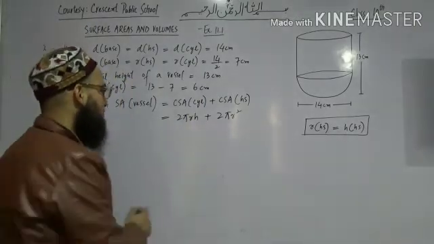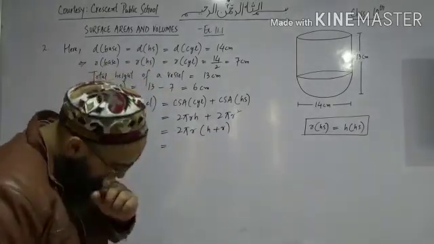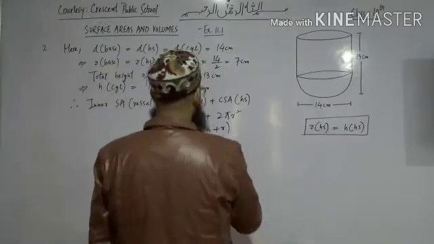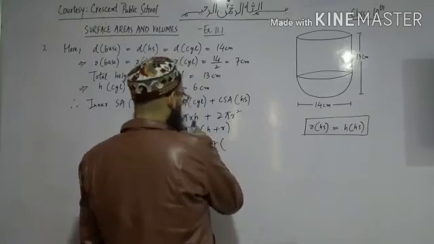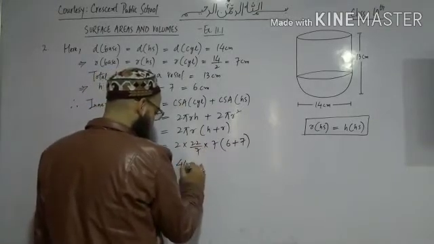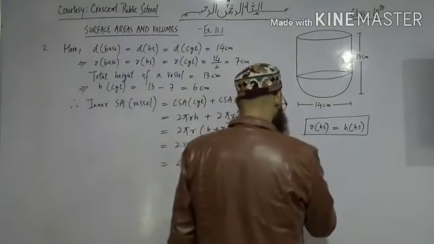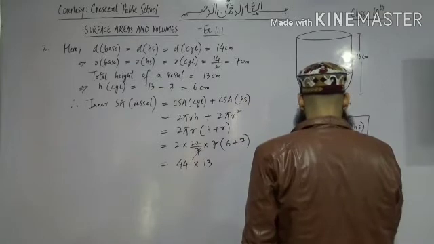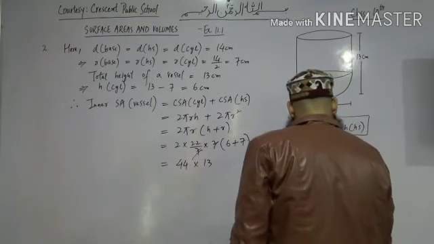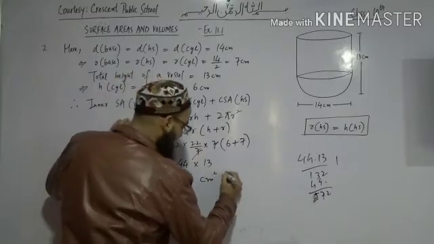Now this radius is the same, so I can take 2 pi r common. I'll get h plus r, and in this case pi is equal to 22 by 7. So I have 2 times 22 by 7 times radius 7, then times h, the height of the cylinder, which is 6, plus radius 7. Then I can cancel 7 and 7, that is 44 times 13. Multiplying 44 and 13 gives 572. The surface area is in square units, so square centimeter, and that's your answer.